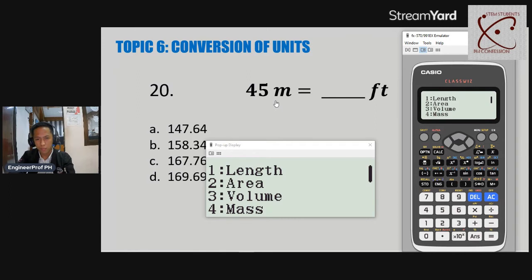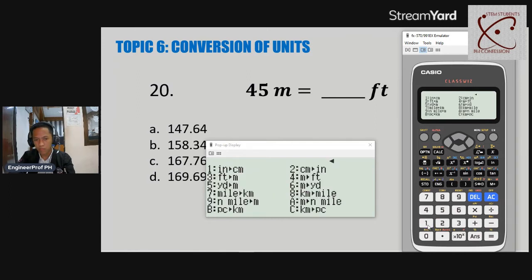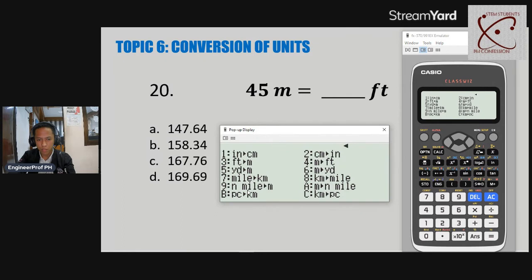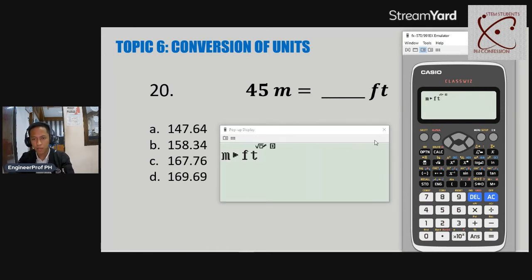So here, meters to feet, this is length. Unit of length, so 1. Click natin yung 1. Then after you click 1, hanapin natin, saan ba yung meter to feet? Okay, meter to feet. Okay, nandito number 4. So, number 4. Kapag wala namang meter to feet, ang gagawin lang natin, pwede tayong magdoble ng method. Mamaya ipapakita ko sa inyo. There are problems here na walang direkta na nakalagay dito. So, let's try this. Meter to feet. So, 4. Ayan, meter to feet.